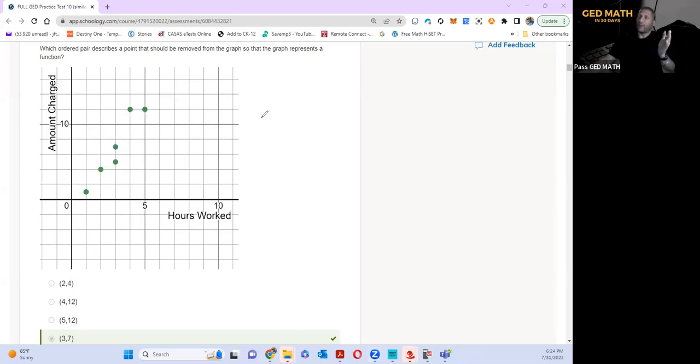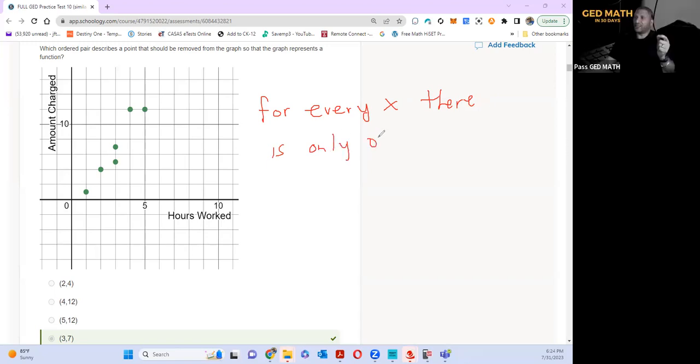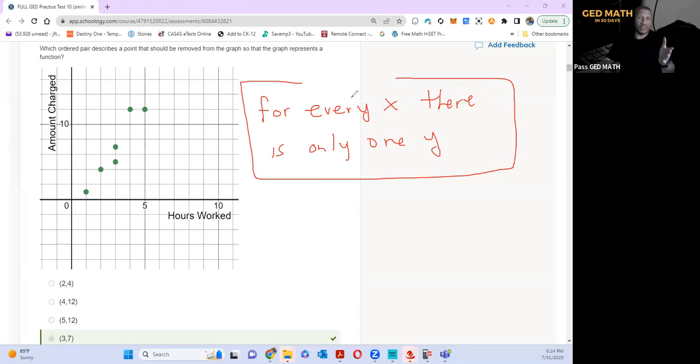Remember, in order for something to be a function, for every x, there is only one y. Again, this is one of the most missed questions on the exam. They could give it to you as an ordered pair. They could give it to you as a table. They could give it to you as a graph, as you see here.